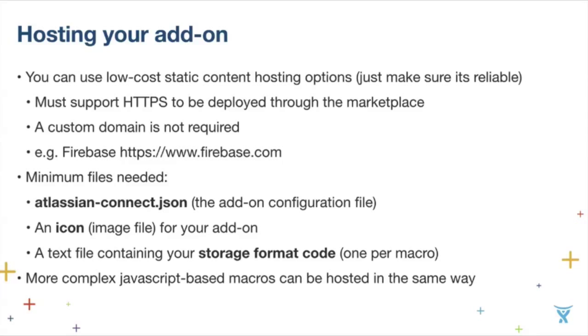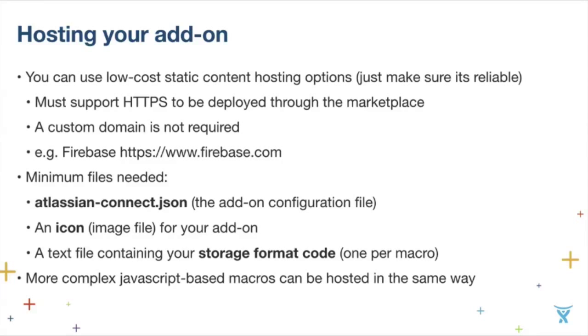You just literally need to upload at least 3 files. The configuration file, the icon, a little image to go with your macro, and you can use the same icon for all the macros you might create, and the text file that has the storage format code that we've copied from the template we created in Confluence. And you literally put that into a text file. You take those 3 files, you upload them to your hosting, you go into the marketplace, create your private add-on, and that's it. You have created a custom add-on for Confluence Cloud that you can use.